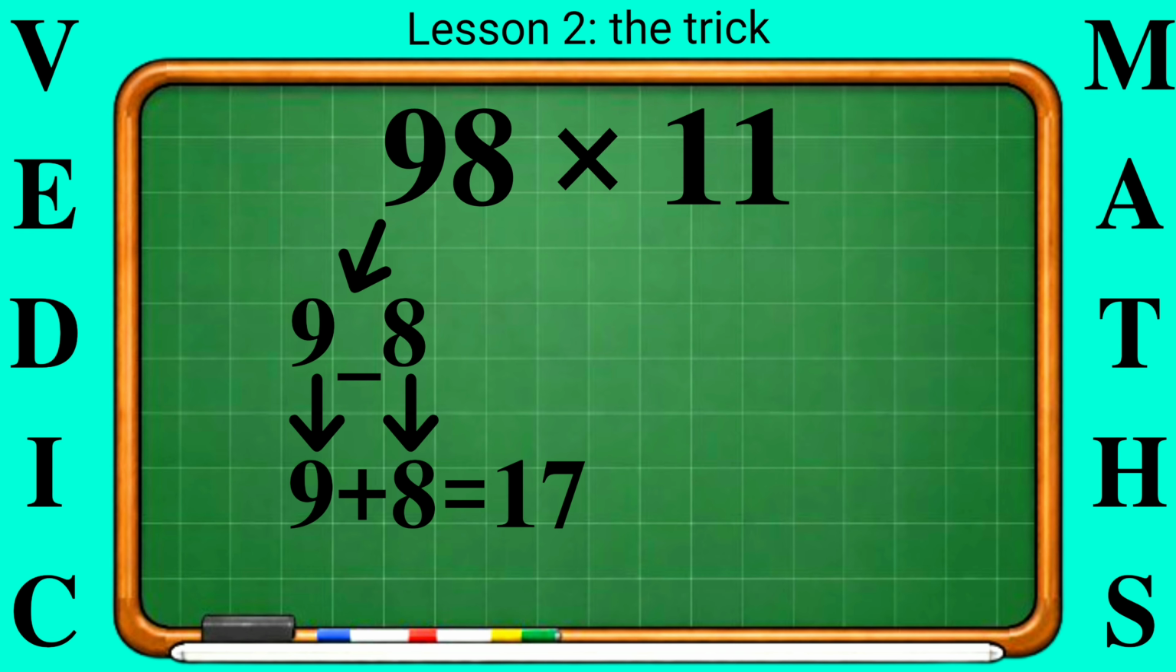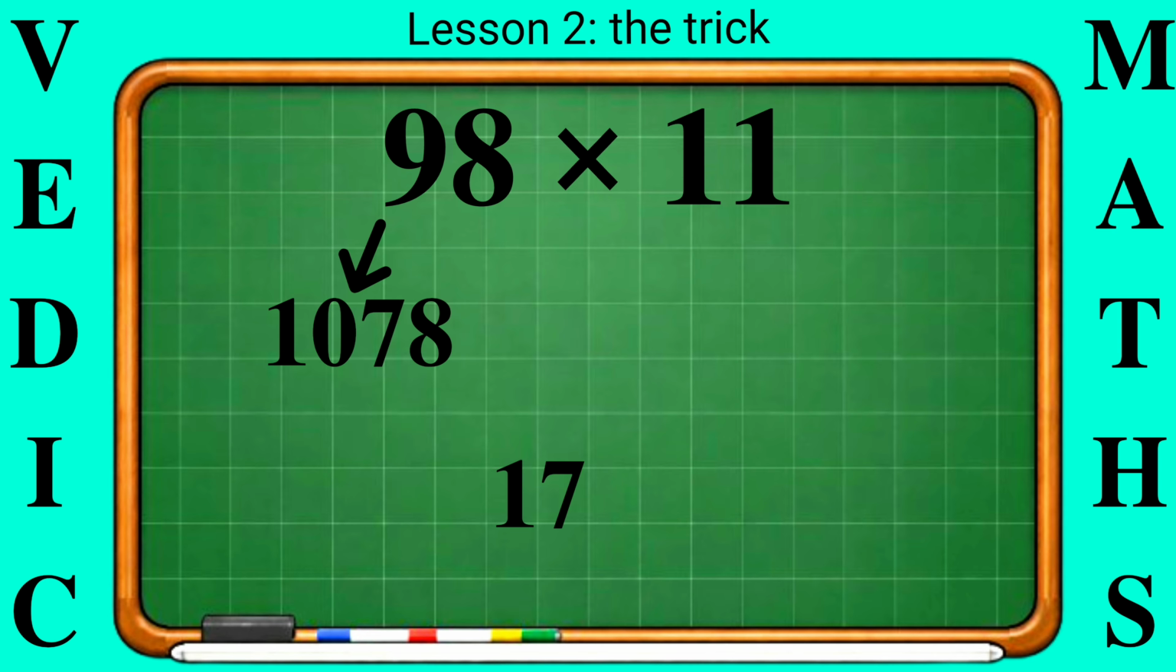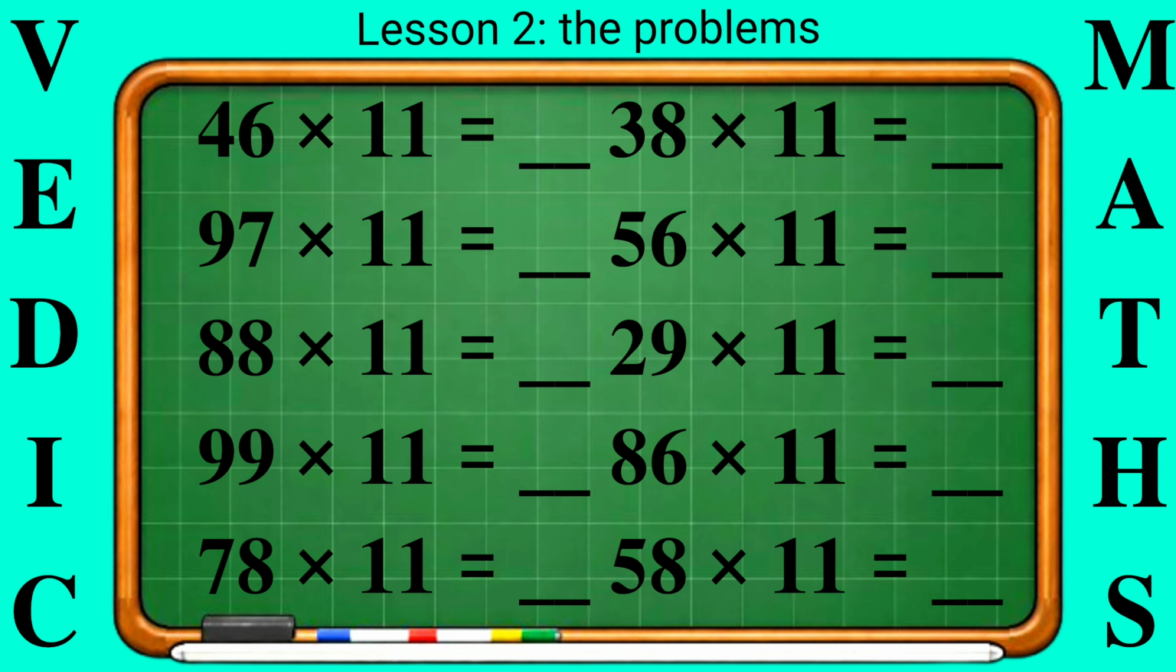Now, if we add the digits of 98, we get 17. But you cannot put 17 right in the middle of 98 because 17 is a two-digit number, and in the middle of both the digits of 98, only one number can fit. So what can we do? We can do a carry. We put the 7 in the middle and take its 1 and carry it. So the answer would be 1078.